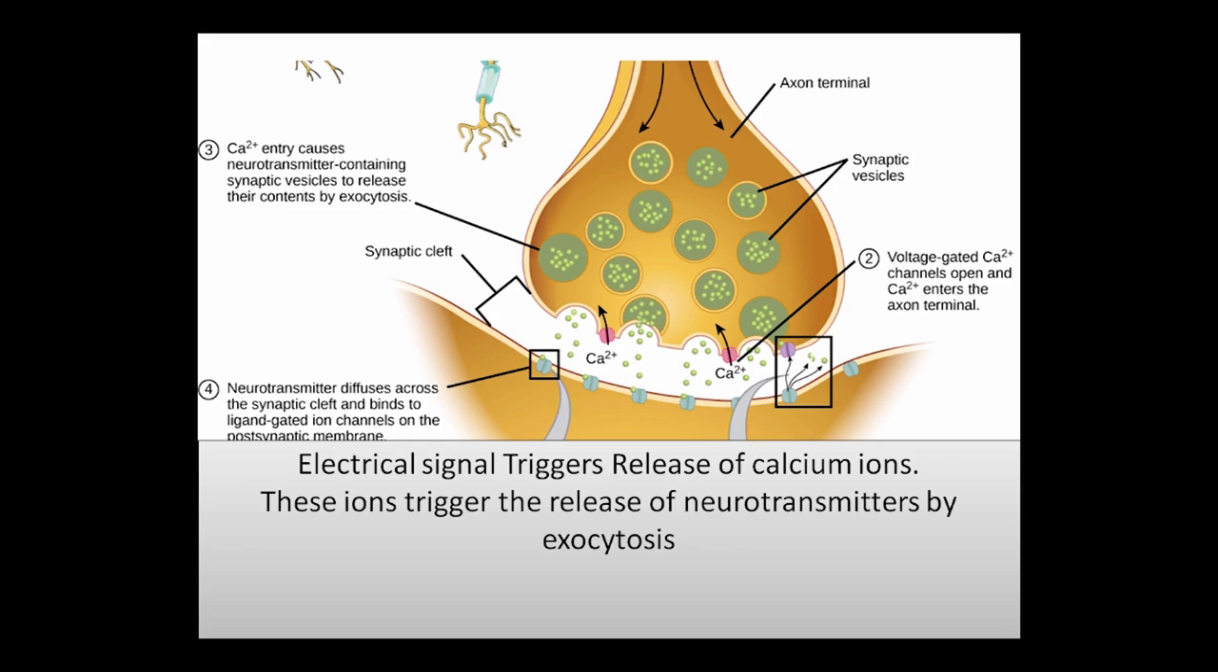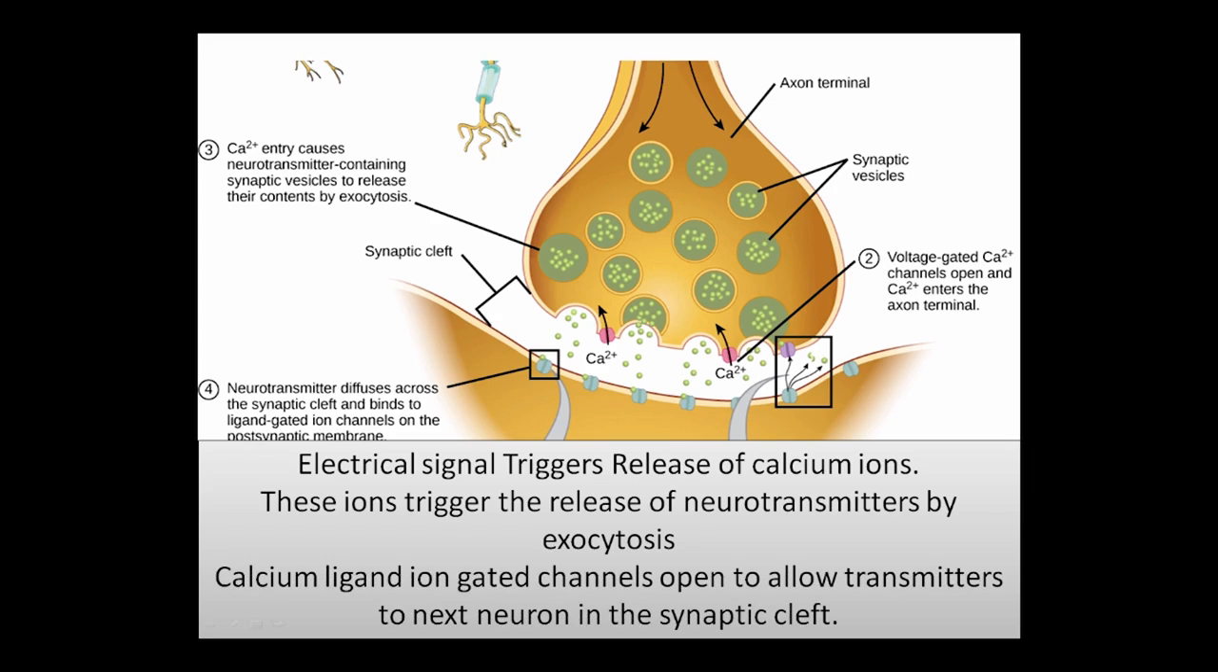So what happens is your electrical signal is now going to be converted into a chemical signal to be passed to another neuron in that synaptic cleft. So the neurotransmitter diffuses, it binds to ion channels, and those ion channels open to allow the transmitters to the next neuron in the synaptic cleft. Okay, so the signal is passed from one to the other, and it keeps going. And this happens super fast.